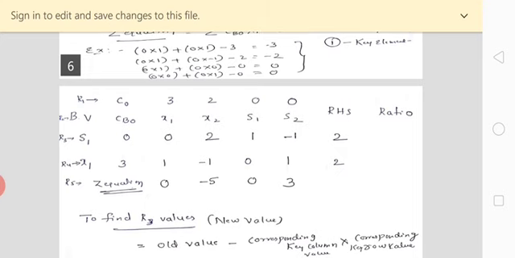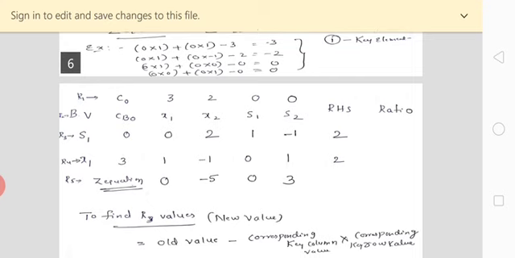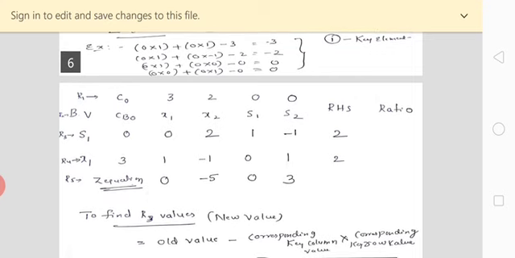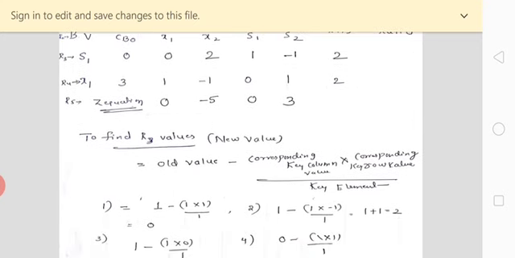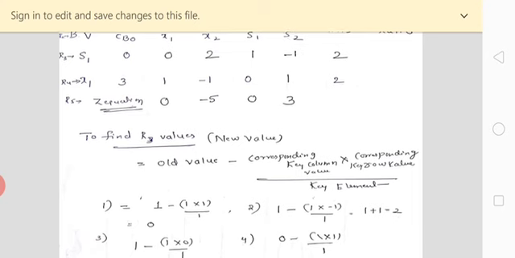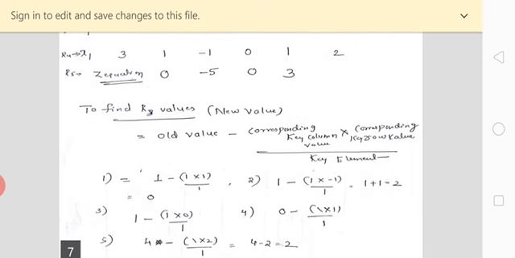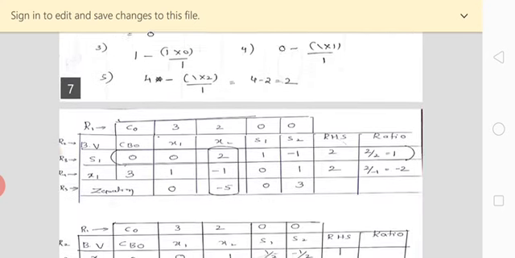Similarly you go for S1 now, 0 into 1, 0, 3 into 0, everything is 0. Similarly 0 into -1 and 3 into 1 and 0, 3 minus 0 equal to 3 now. Now just search the Z equation. I got negative values again. Again you need to follow the same procedure until the Z equation values are all positive. All the values should be positive now. Now you go for the next table.